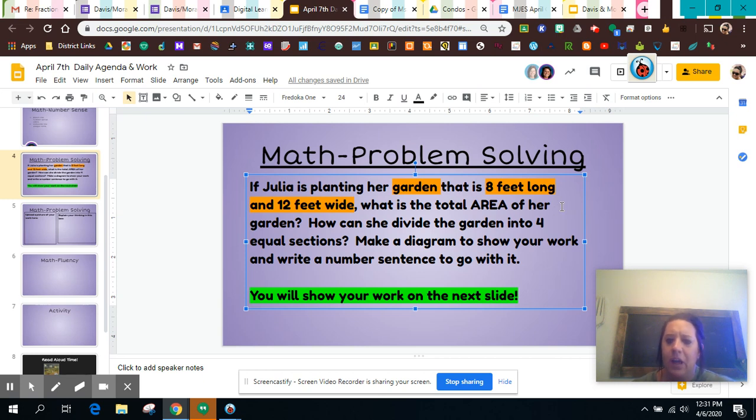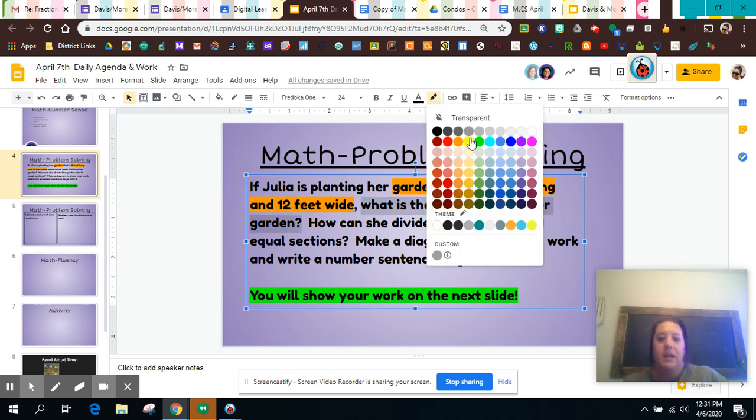Then it asked me a couple questions. I heard a couple questions as I was reading it. The first one was, what is the total area of the garden? What is the total area of her garden? So I'm going to highlight that.